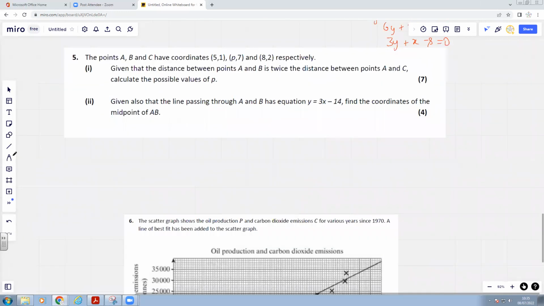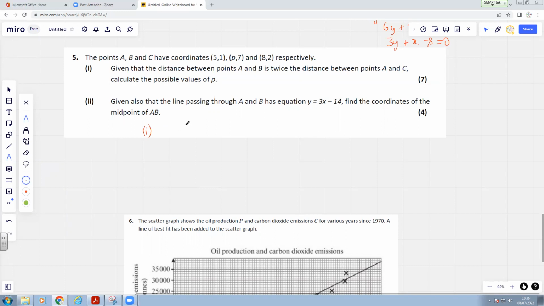Number 5. Okay, A, B, and C have these coordinates. This is probably the kind of question which is one more difficult question, so I can see it straight away. It looks harder. Given that the distance between the points A and B is twice the distance between the points A and C, calculate the possible values of p. Okay, we could use the distance formula here. Another way we can do it is with vectors, actually. I'm thinking straight away you could do this with vectors, but I think they wanted you to use the distance formula, so that's what I'm going to do.